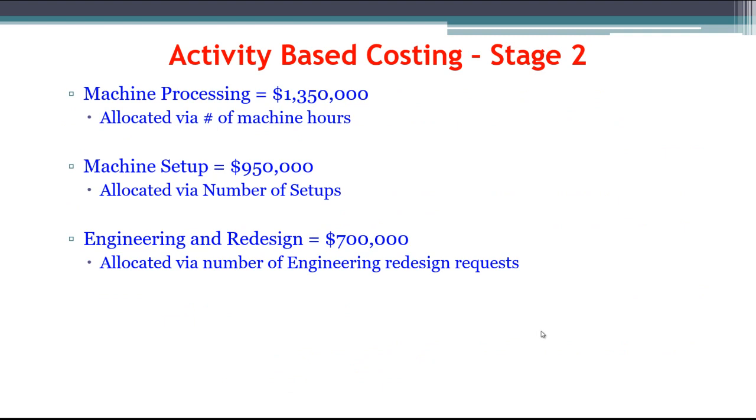And as I said before, in some cases we'll still use that. So for machine processing, which is a unit-based pool, we're going to just stick to the number of machine hours. That's what's going to be allocating the cost. For machine setup, we're going to allocate this cost via the number of setups. For engineering and redesign, we're going to count the number of redesign requests we have and allocate the cost that way.